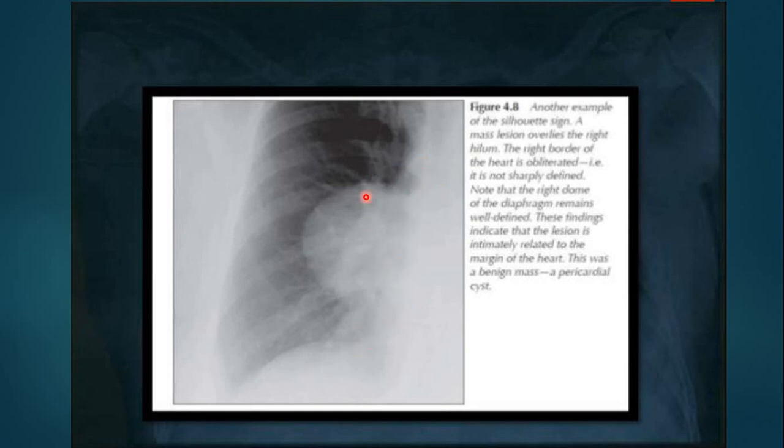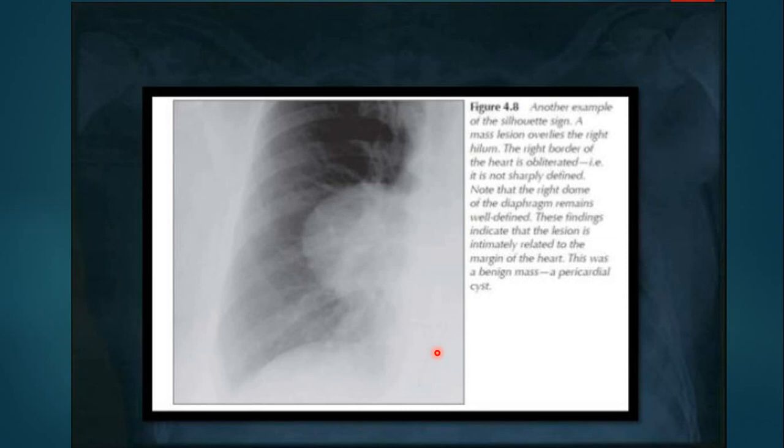It's silhouetted. So this lesion is in direct contact with the right heart border, while it's not in contact with the right hemidiaphragm. So this indicates that the lesion is not in the lower lobe. It is most likely in the middle lobe. And here, after CT scan and further imaging, it was a pericardial cyst. It's a benign lesion, but it's a cyst, not consolidation, not pneumonia.